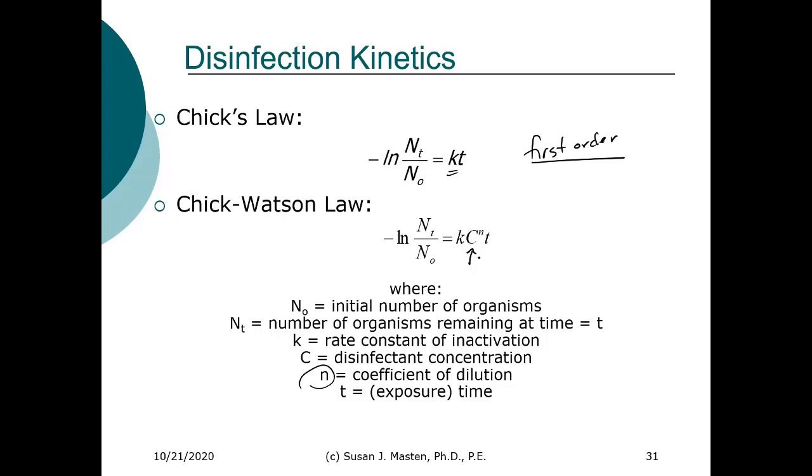Now, if C is constant, then this becomes K prime, and we now have a first order reaction again. So if C is constant, then we can multiply the product C to the nth power times K. That gives us K prime. It's a new constant, and we have a first order reaction. I'm going to stop there. We'll talk about disinfection kinetics on Friday, and we'll go through an example where we actually design a reactor system.